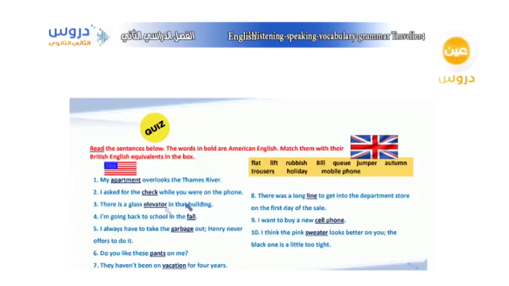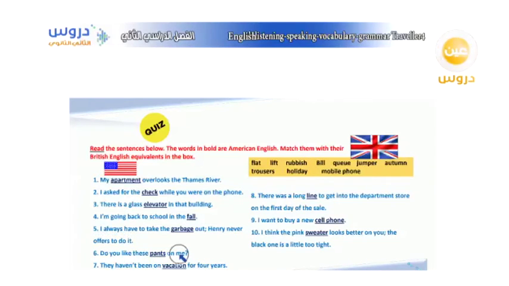Three, there's a glass elevator in that building. You should say elevator in the United States, and you say lift in British English. Four, I'm going back to school in the fall. In America, they say fall, as you know, summer, winter, fall. And in British English, they say autumn. Five, I always have to take the garbage out. Henry never offers to do it. In America, they say garbage. And in England, they say rubbish.